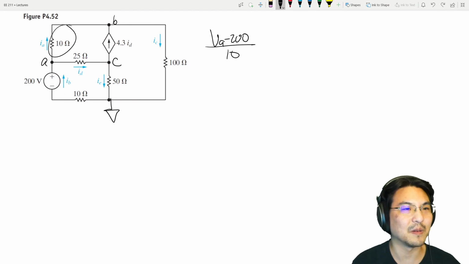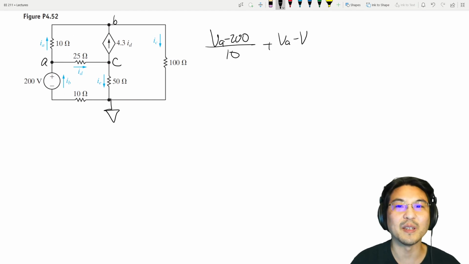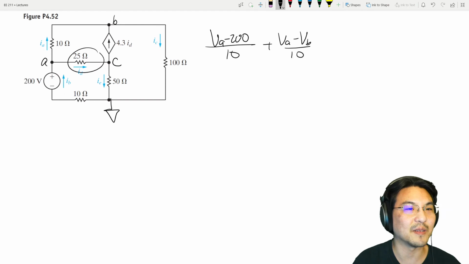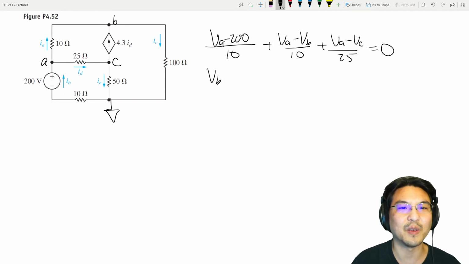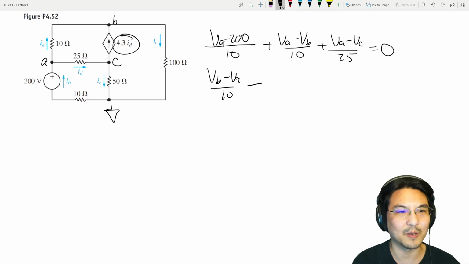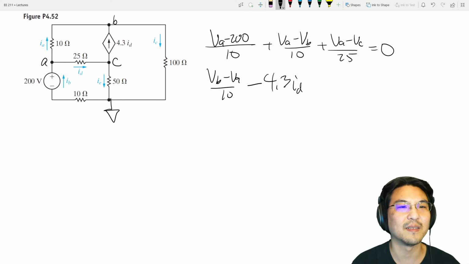Now let's go up. VA minus VB over 10. Now let's go this way. VA minus VC over 25. Right, node B, let's go this way. VB minus VA over 10. This way. The current is in, so minus how much? This much. 4.3 ID, and this way. VB minus 0 over 100.